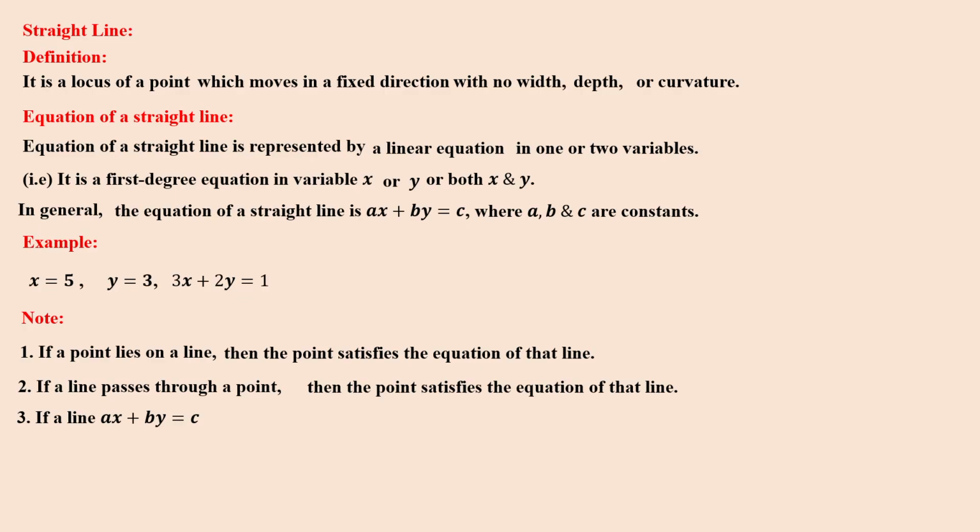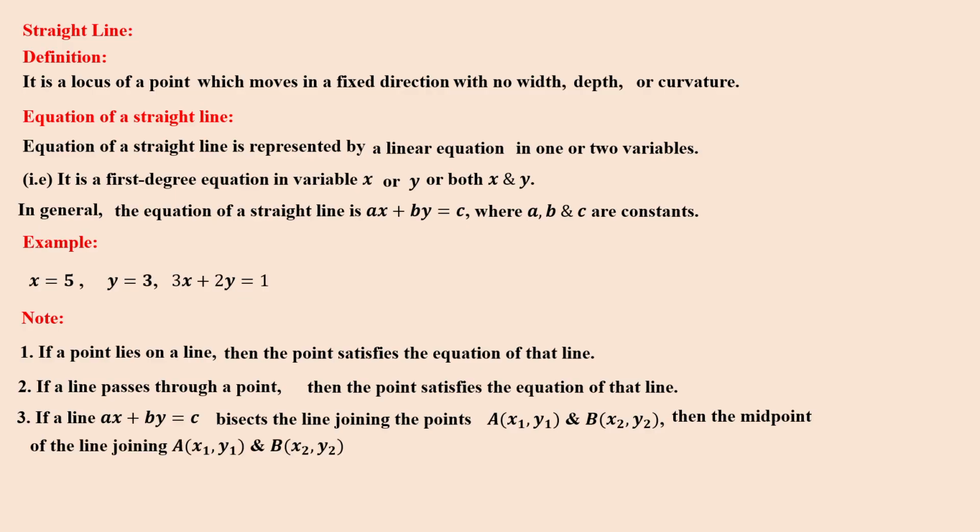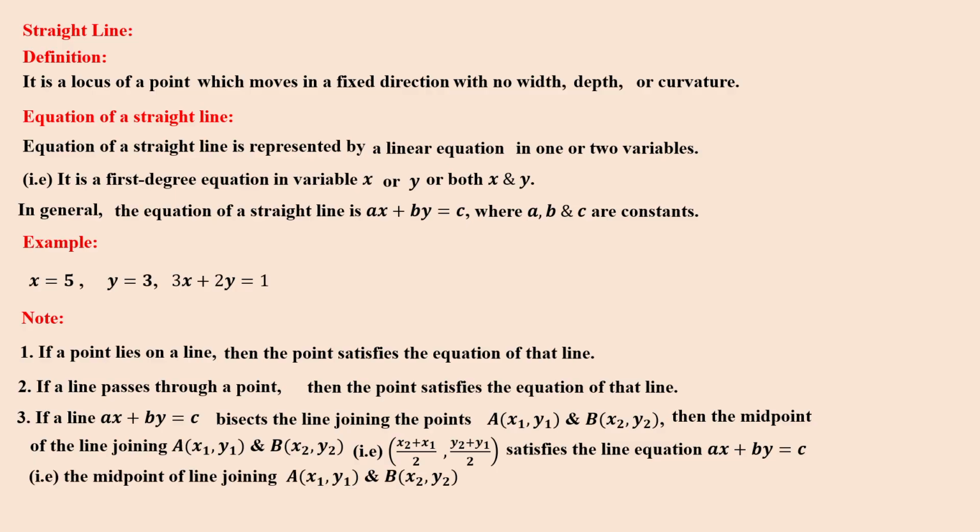If a line ax plus by equal to c bisects the line joining the points A (x1, y1) and B (x2, y2), then the midpoint of the line joining A and B, which we know from the midpoint theorem, is ((x2 plus x1) by 2, (y2 plus y1) by 2), and it lies on that line ax plus by equal to c. That means the midpoint satisfies the line equation ax plus by equal to c, and lies on AB.